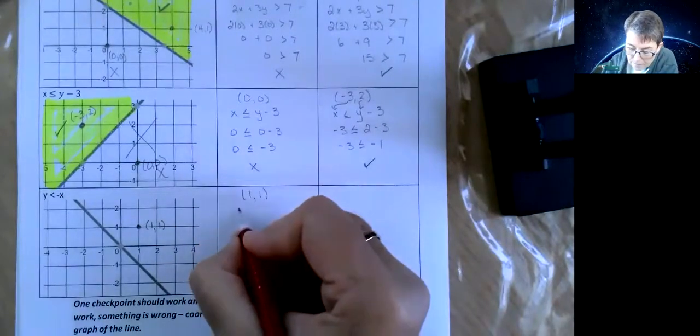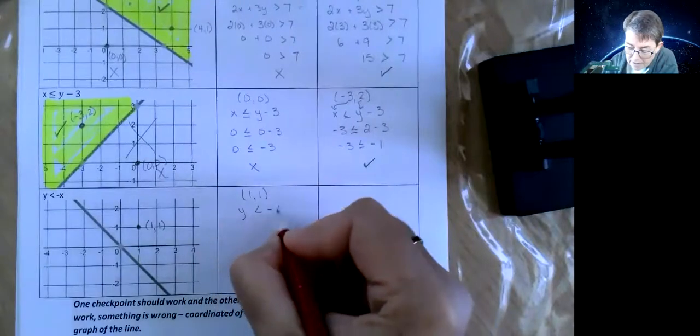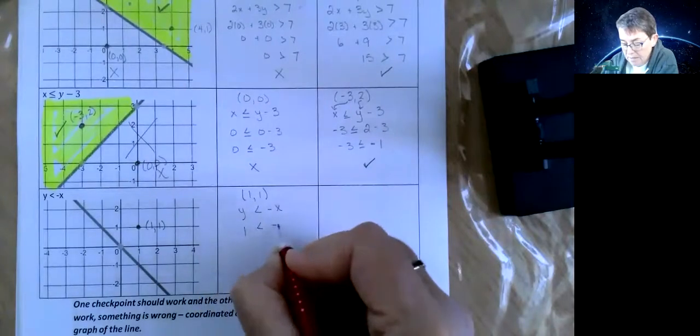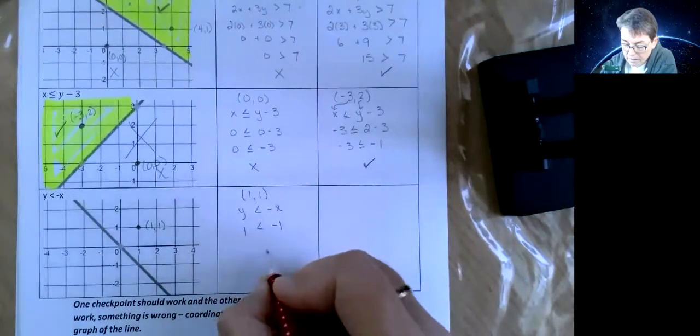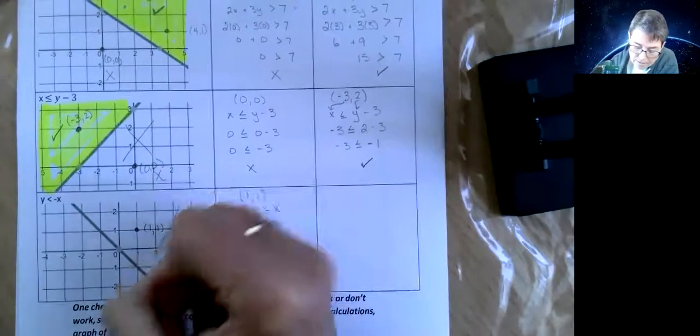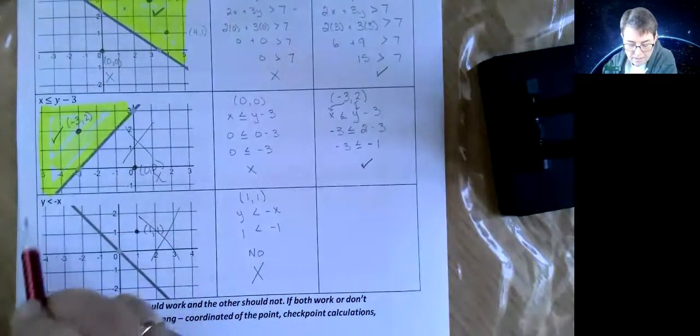And y is less than minus x. So 1 is less than minus 1. And that's all I got. So that's like a big old no. So this is not the correct side. So hopefully something over here is.